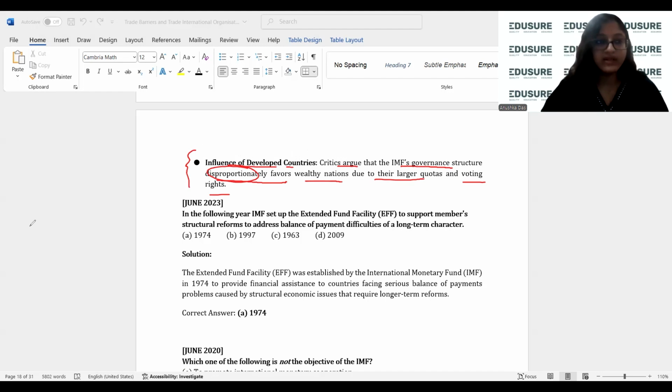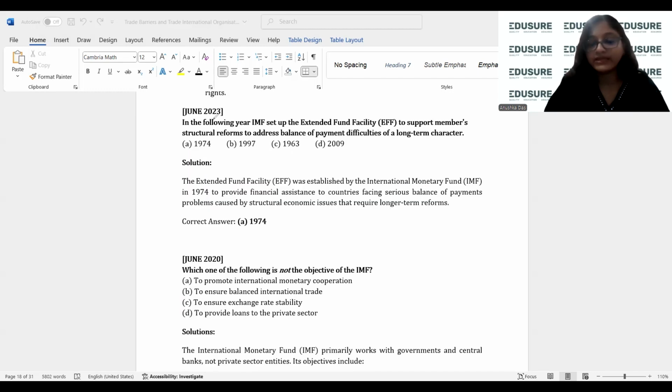Right. So let's now take a look at some of the questions associated with this. June 2023 paper, a recent question: IMF set up the Extended Fund Facility, EFF, to support member structural reforms to address balance of payment difficulties of a long-term character. These kinds of unpredictable questions come. This we usually don't cover in the theory that we study, but they will give you such unexpected questions. You can expect at least 15 to 20 such unexpected questions which you would not have covered in your theory.